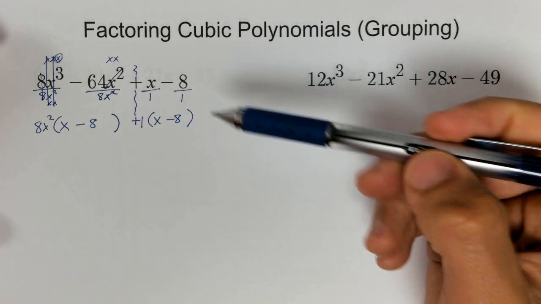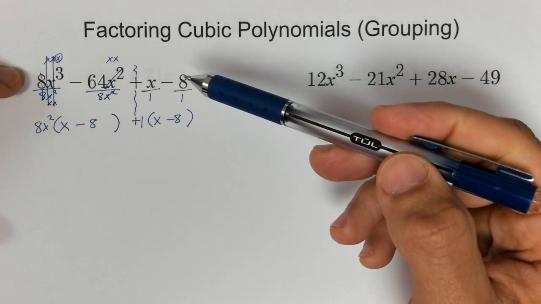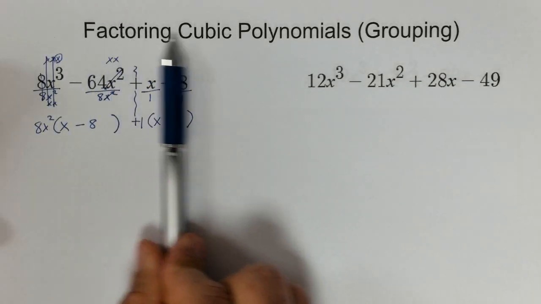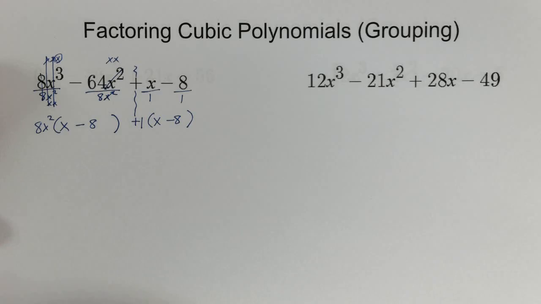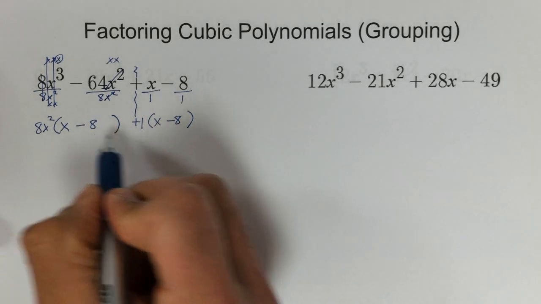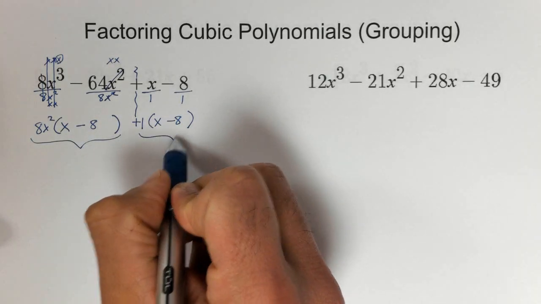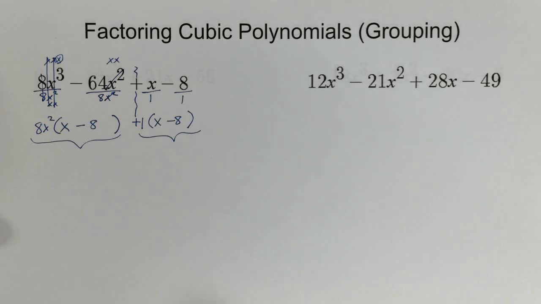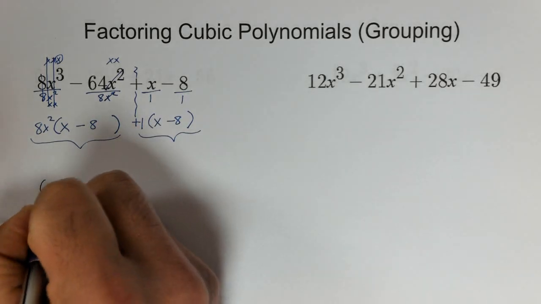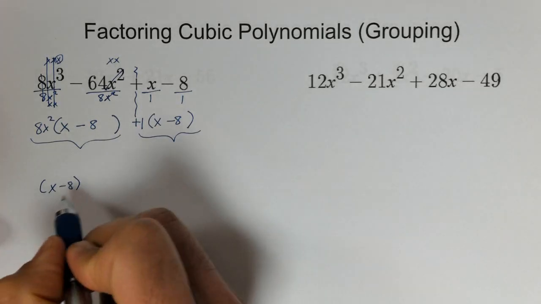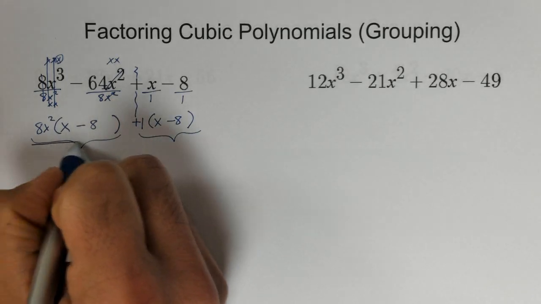Now, notice how the problem was divided into two groups, right? Now these two groups, the one on the left and the one on the right, have something in common. And they always will for this method. They both have an x minus 8. I have group 1 and I have group 2. What do they both share in common? x minus 8. Now, these two groups, since they have x minus 8 in common, I'm going to divide x minus 8 out of both sides.